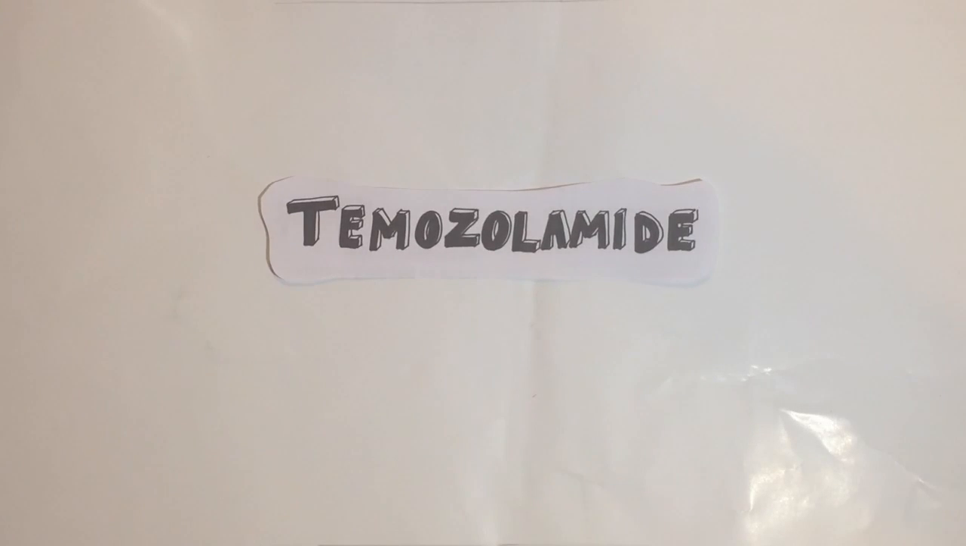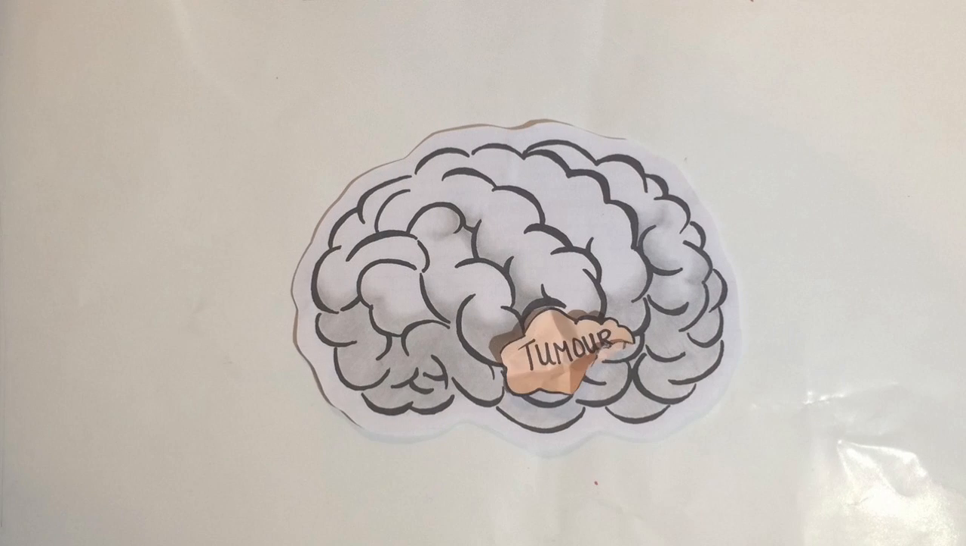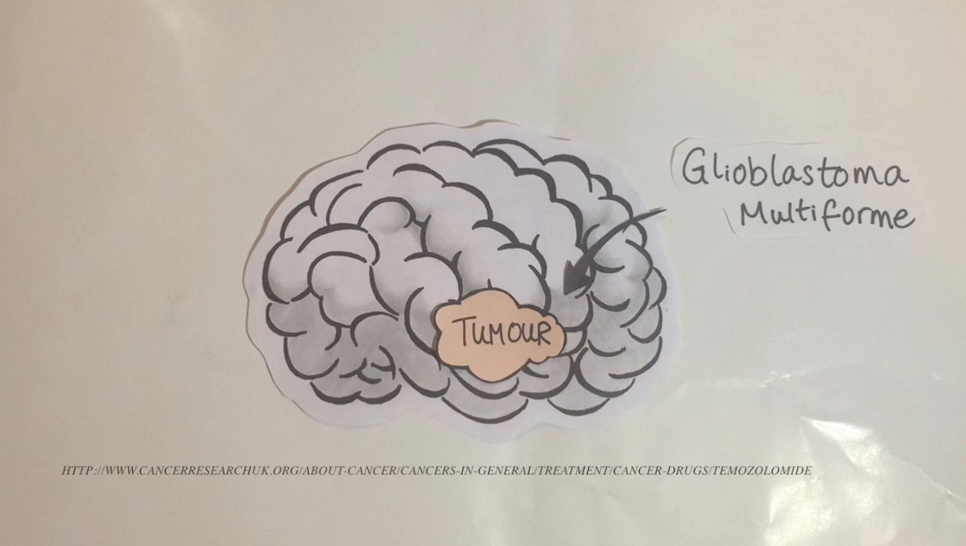This video is about temozolomide. So, what does it treat? Temozolomide is a chemotherapy drug which is used to treat certain types of brain tumours called glioblastoma multiforme, the most common and malignant glial tumours.